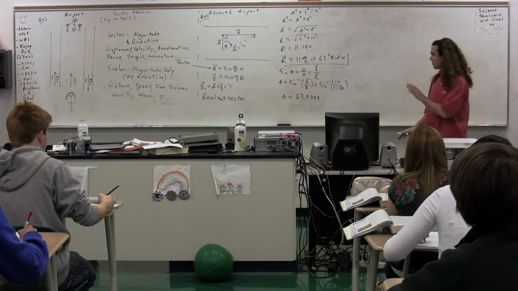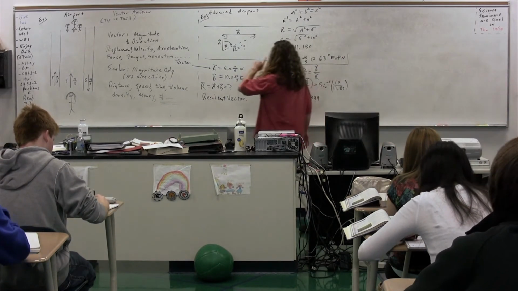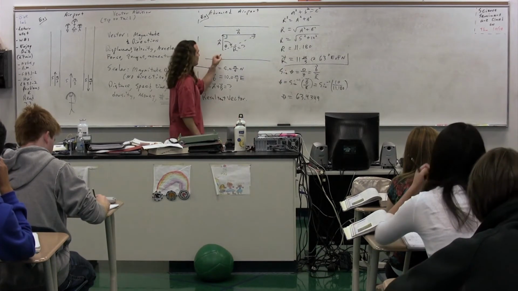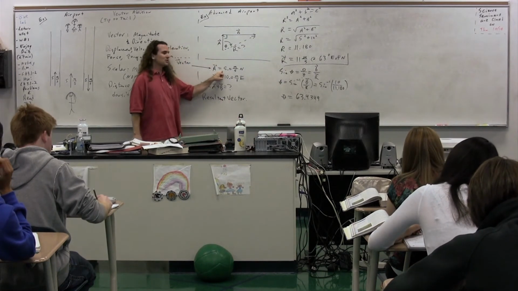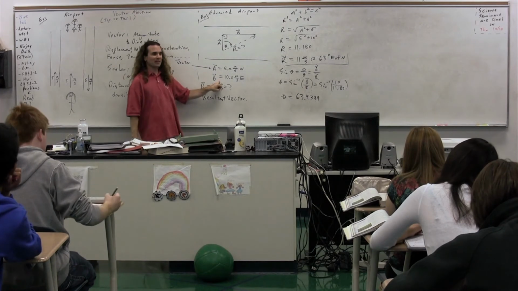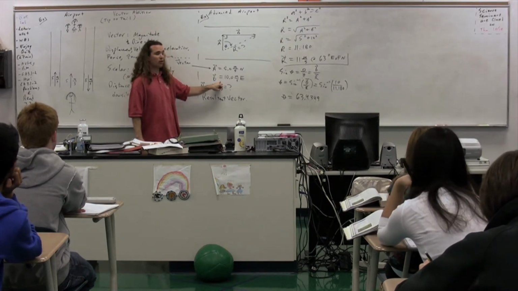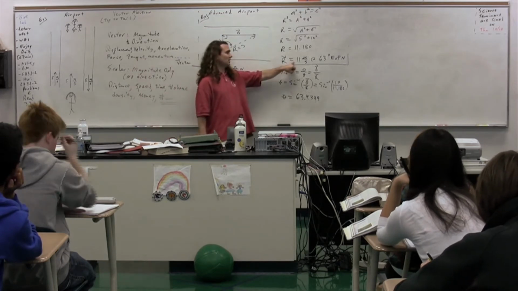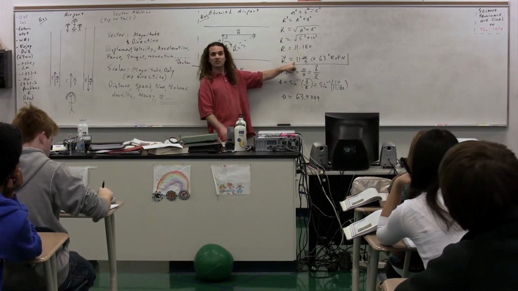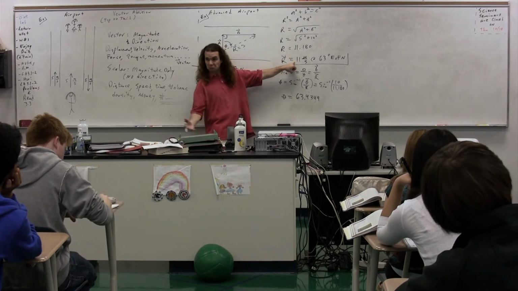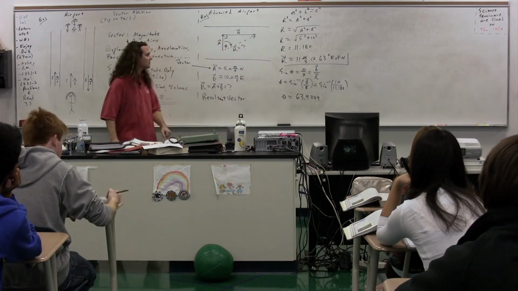Let me say a couple things first. So, this means that when we try to run at 5 meters per second north on a people mover, which is moving at 10 meters per second east, our resultant velocity will be 11 meters per second at an angle of 63 degrees east of north. Okay. That's what that means.